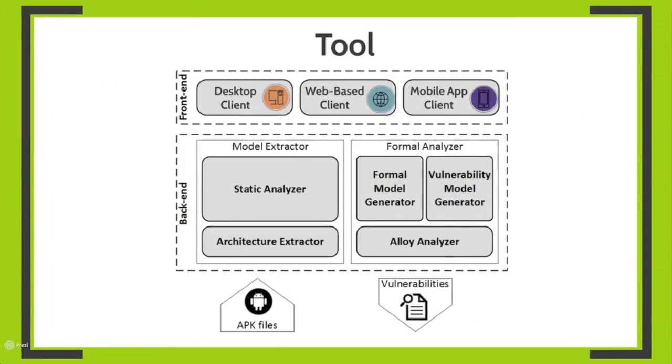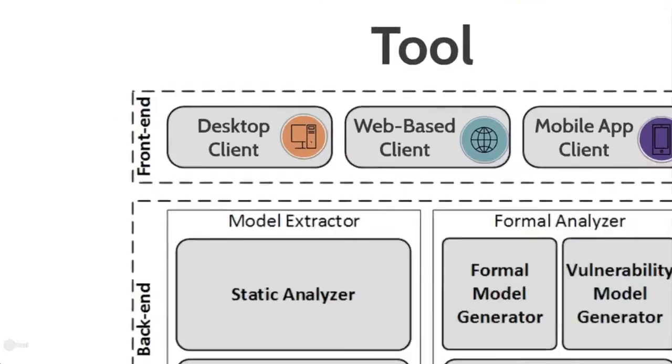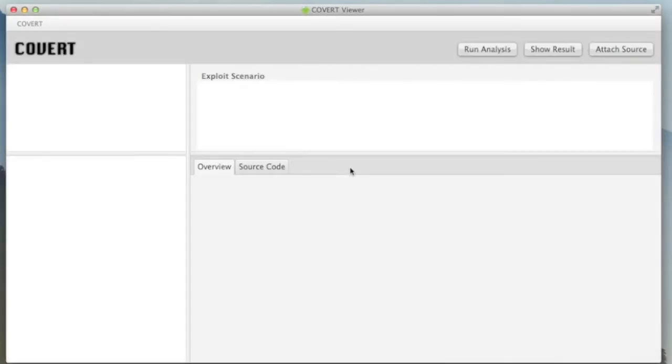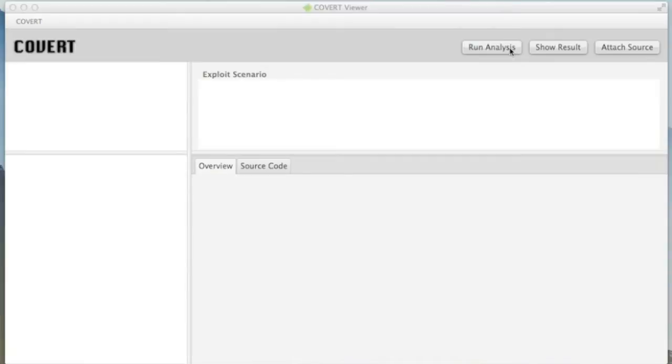The COVERT tool is implemented in two layers: the backend that performs analysis on the applications to find potential vulnerabilities, and the frontend that provides an interactive environment intended for use by the end users. Let's start with the desktop application. In the desktop application, you can either run the backend engine on a bundle of selected applications or show the result of previously analyzed applications.